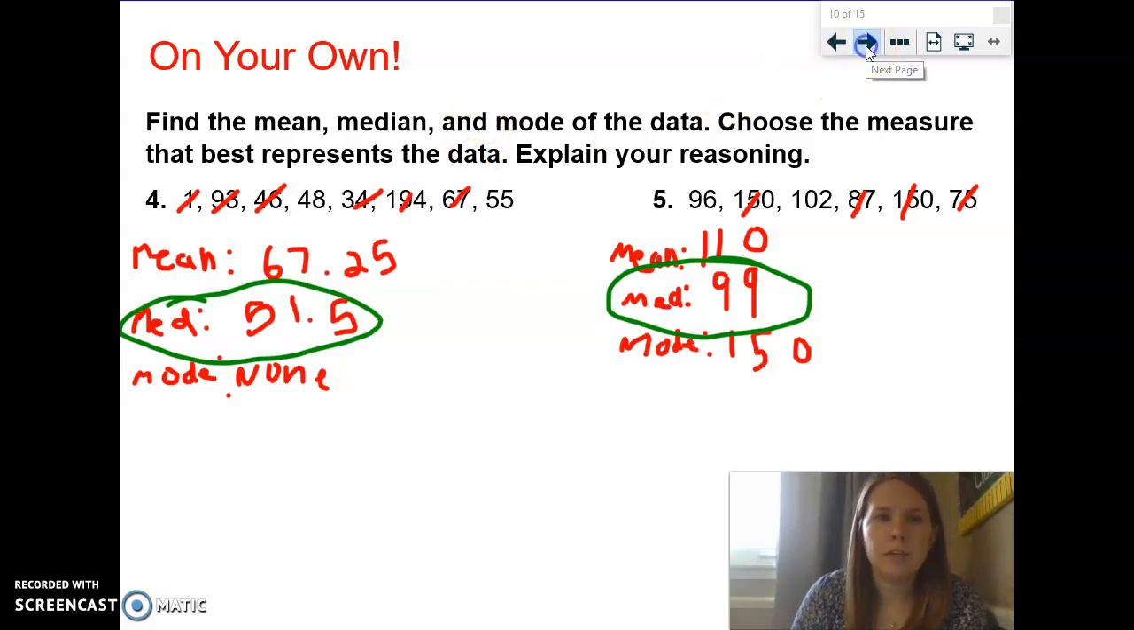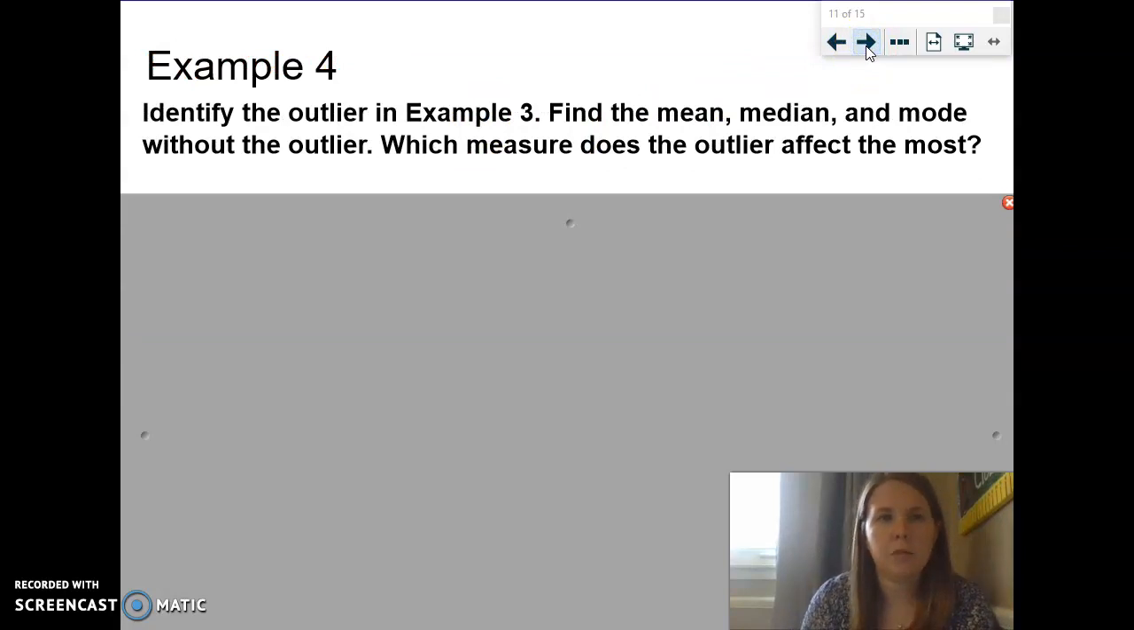Let's keep going. All right, example 4 then. Oh, we get to identify outliers. I love talking about outliers. I don't know if we've talked about them quite yet. Let me know if we did in the comments below. But identify the outliers in example 3. So we're going to go back and look at example 3 and we're going to talk about those outliers. But let's continue reading this.